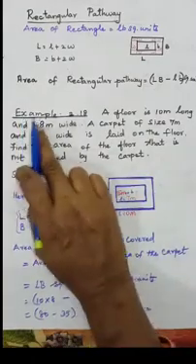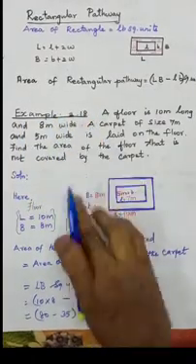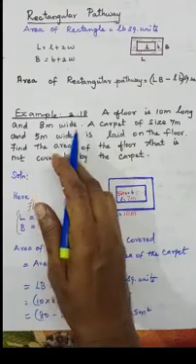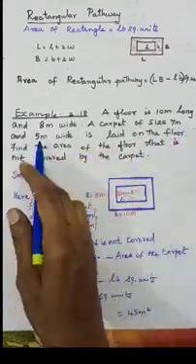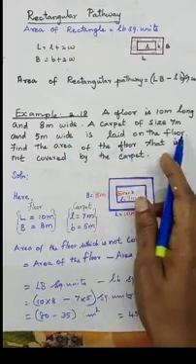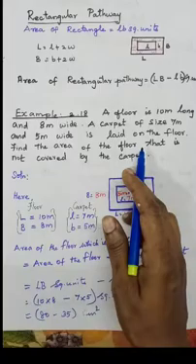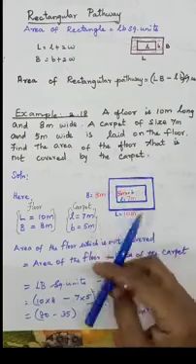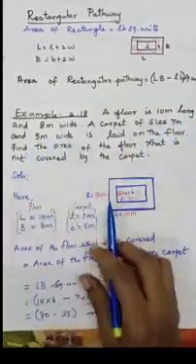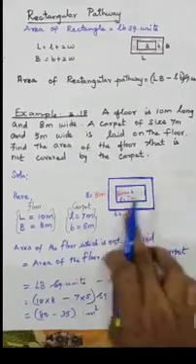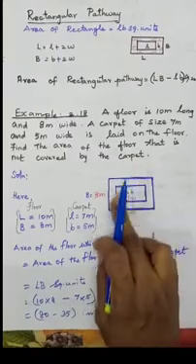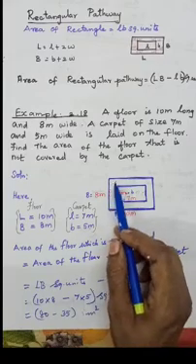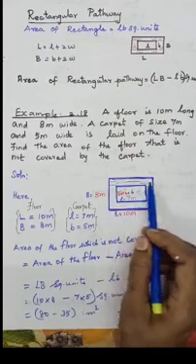Then example 2.18. We shall see some problems. A floor is 10 meter long and 8 meter wide. A carpet of size 7 meter by 5 meter is laid on the floor. Find the area of the floor that is not covered by the carpet. This is the full floor, with length 10 meter and breadth 8 meter. In this we have a carpet of length 7 meter and breadth 5 meter.